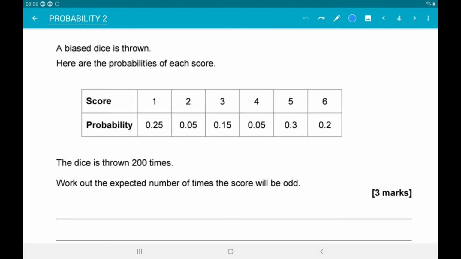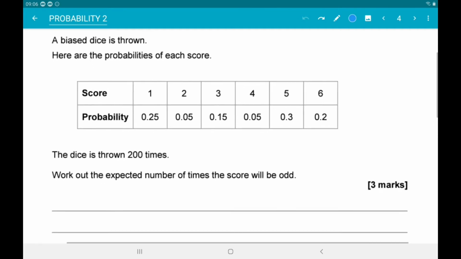Number 2. A biased dice is thrown. The table shows the probability of each score. The dice is thrown 200 times. We want to work out the expected number of times the score will be odd. So what we're going to do here is work out the probability of odd, and then multiply that by 200, and that will give us the expected number of times the score is odd.